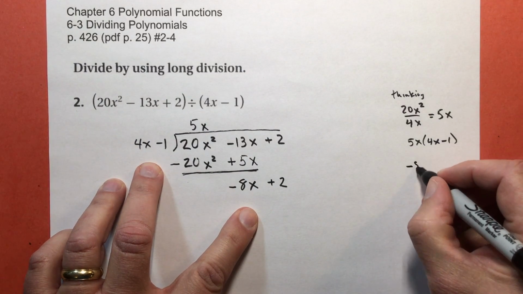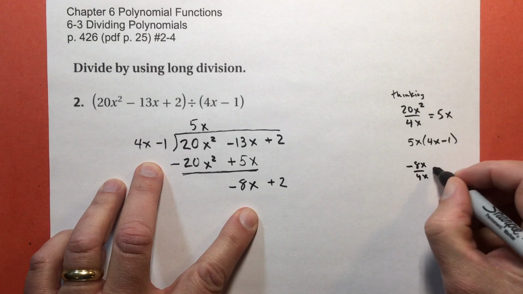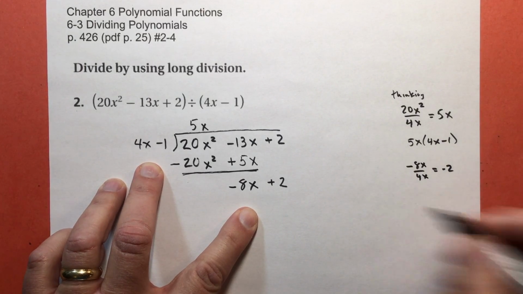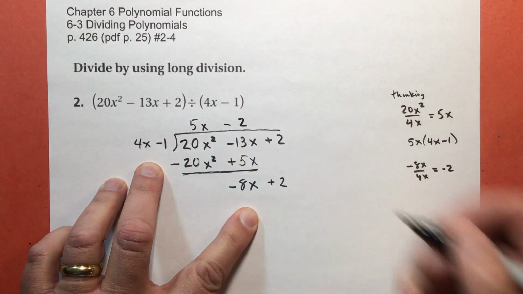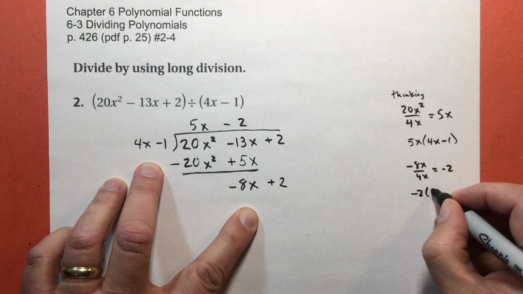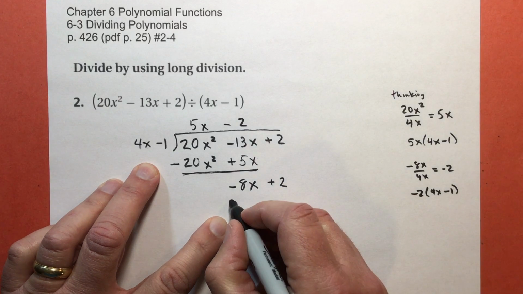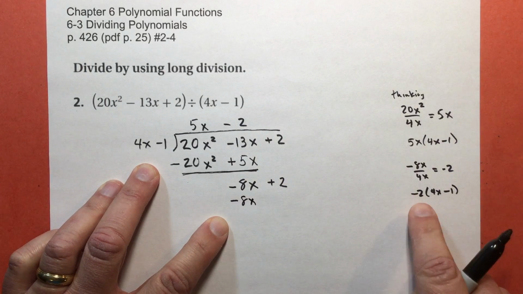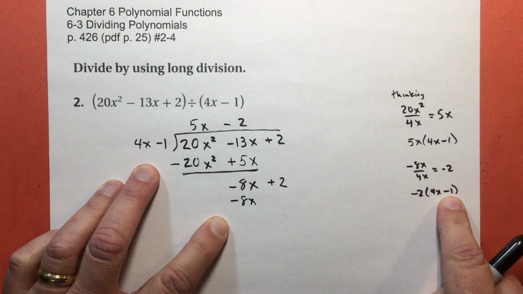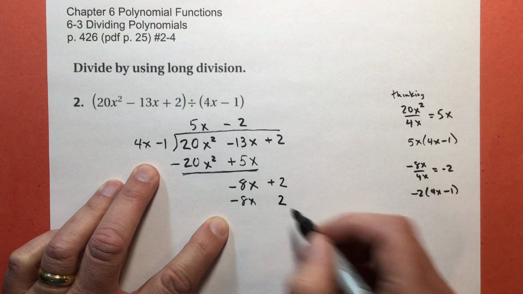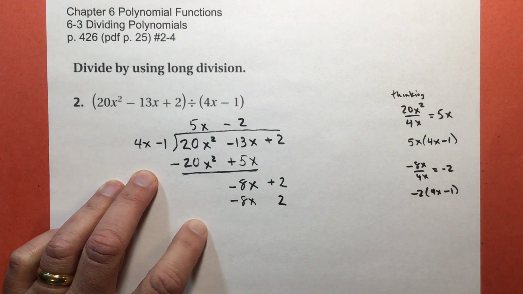I'm thinking negative 8x divided by 4x equals negative 2. So I'm going to put negative 2 here. Negative 2 times 4x minus 1. Negative 2 times 4x is negative 8x. And negative 2 times negative 1 is positive 2. Notice I didn't put a plus sign in front of it.